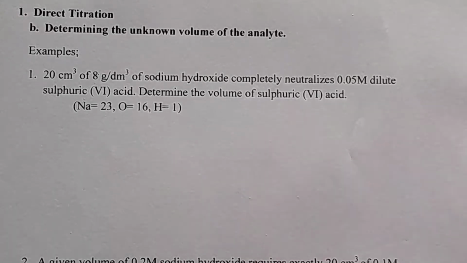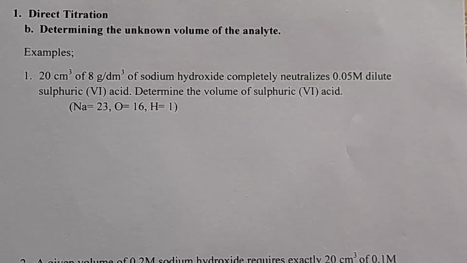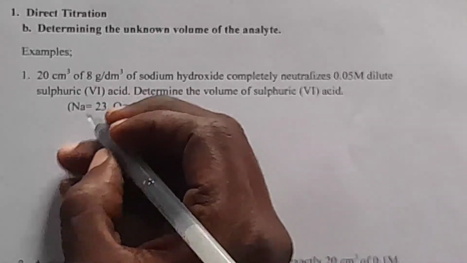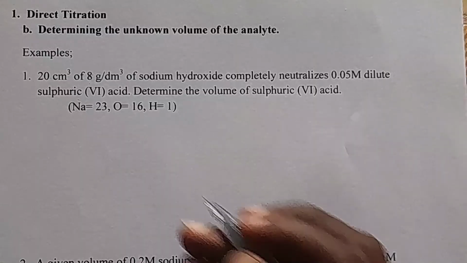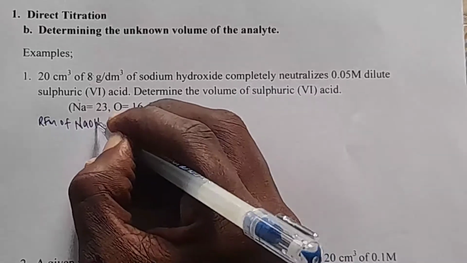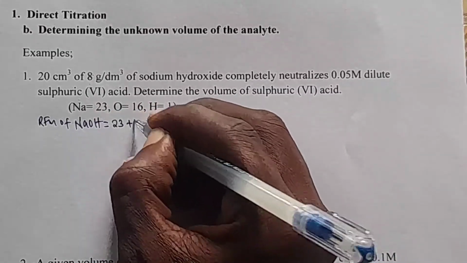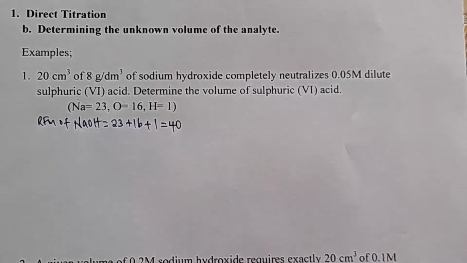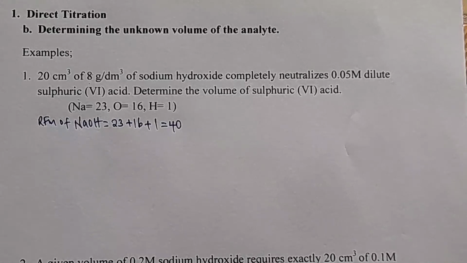So we have to start with sodium hydroxide. Let's get the molarity of sodium hydroxide. We have several formulas for calculating the molarity of a solution. One of them is concentration in grams per liter over the RFM. Here they have given us concentration in grams per liter, so we can start by looking for the RFM of sodium hydroxide. The RAM of sodium is 23, oxygen is 16, and hydrogen is 1, which gives us 40 as the relative formula mass of sodium hydroxide.